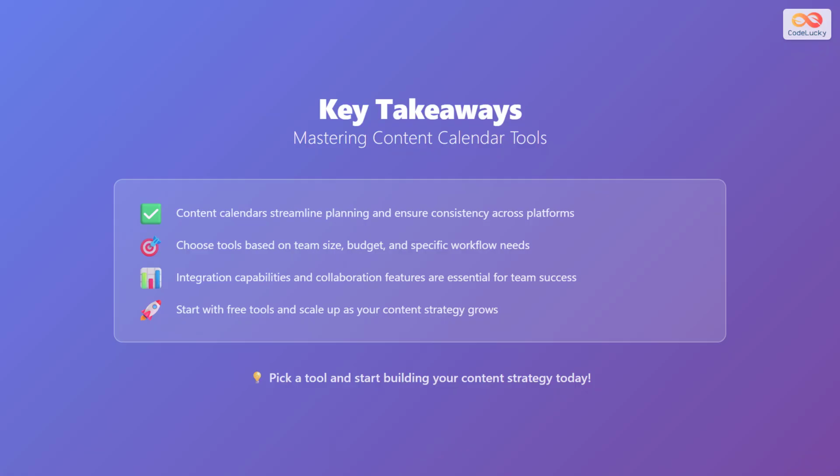Remember these key points from our discussion. Content calendars streamline planning and ensure consistency across all your platforms. When choosing tools, base your decision on team size, budget, and your specific workflow needs. Integration capabilities and collaboration features are essential for successful team coordination. Finally, start with free tools available in the market and scale up as your content strategy grows and becomes more complex. Now pick a tool and start building your content strategy today.